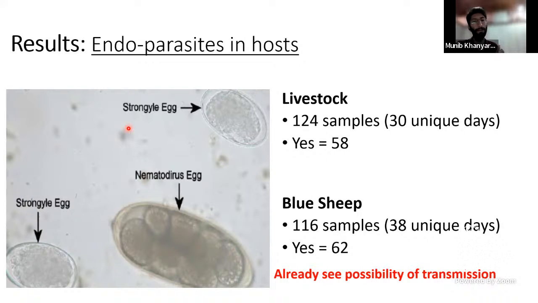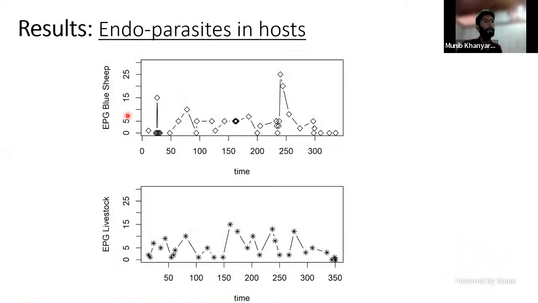We know these hosts share pasture. We know there isn't anything explicitly to limit their transmission, and we also know that both of them do have strongyle eggs. But is that what's actually happening in terms of transmission? We use this data to model that. This is just a graph to show how eggs.